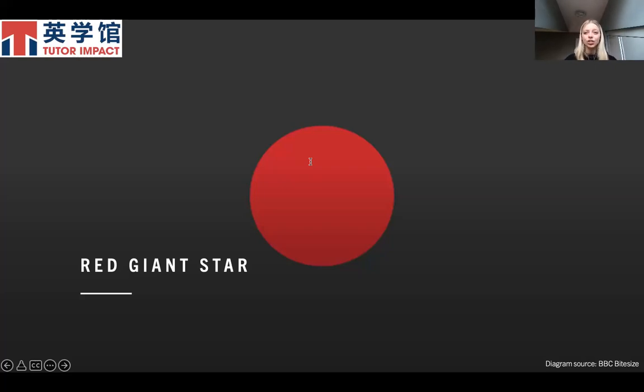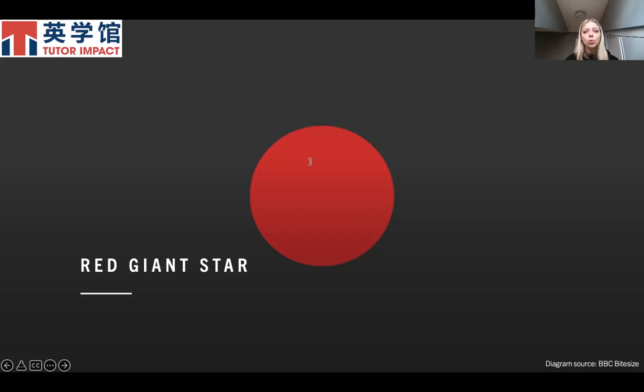So this is the end of the stable stage of the star's life. So we go from having those balanced forces when it's a main sequence star, and then now it becomes unstable because one of those forces, the fusion process, has stopped. So the forces are no longer balanced, and we have a red giant star.